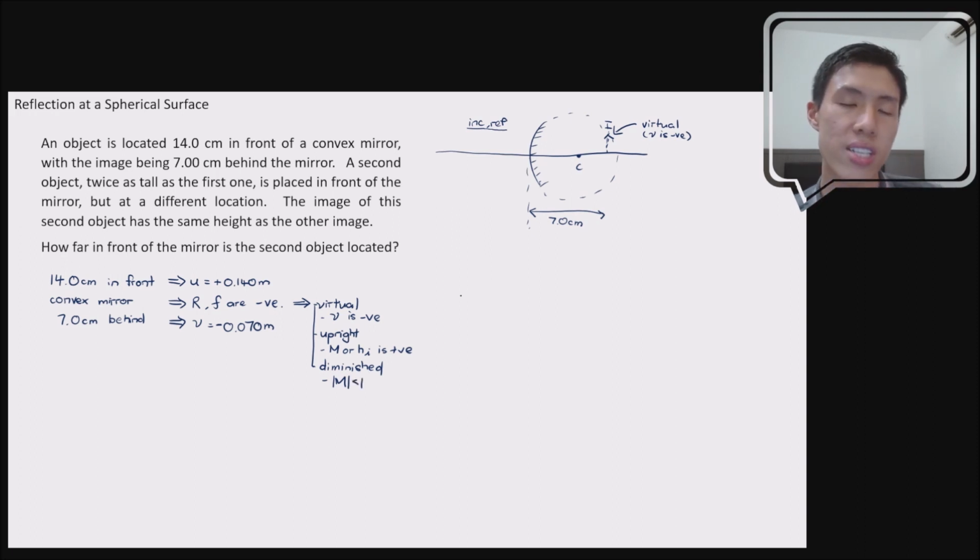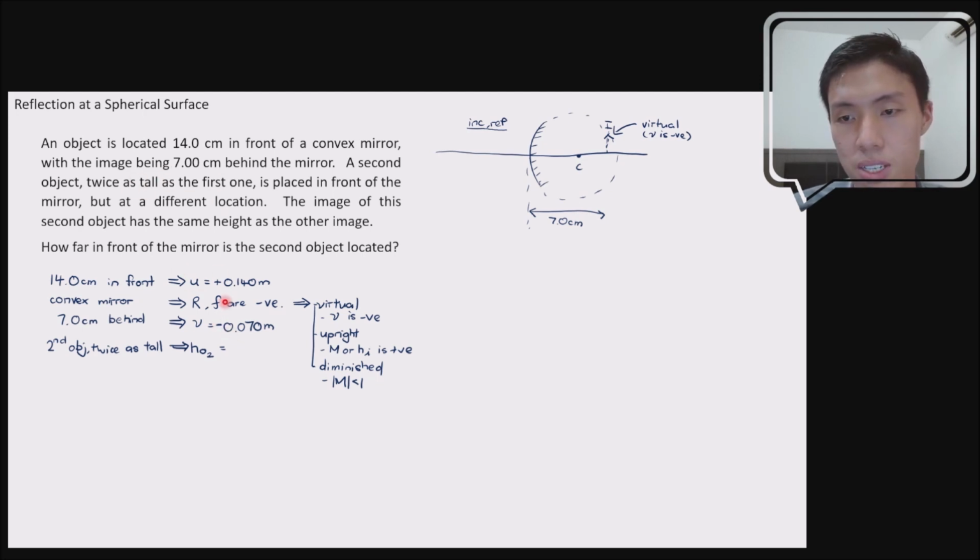Okay, so you have to achieve these three requirements in order to be an image that is formed by the convex mirror. A second object twice as tall as the first one. So if it's twice as tall, we know that the new object, which is H_O, height of object 2, will be equal to 2 times the height of object 1. Okay, so this is what we know for 1.